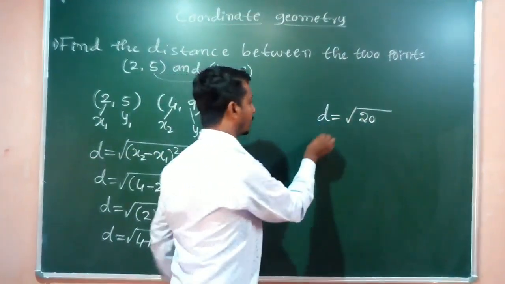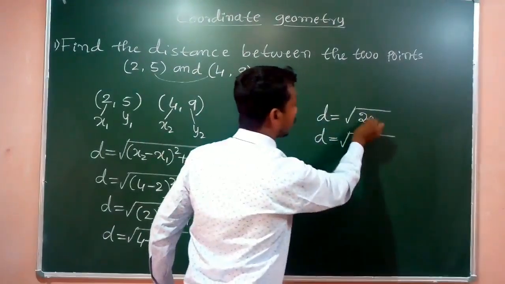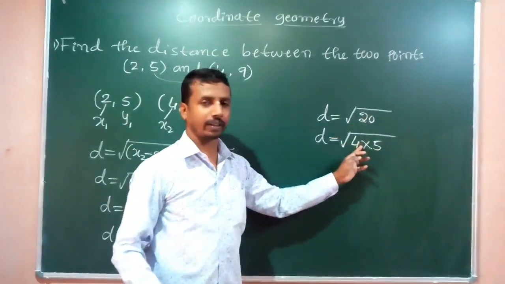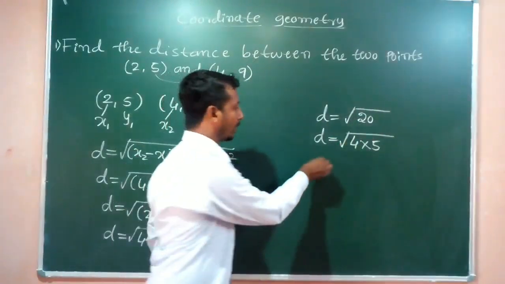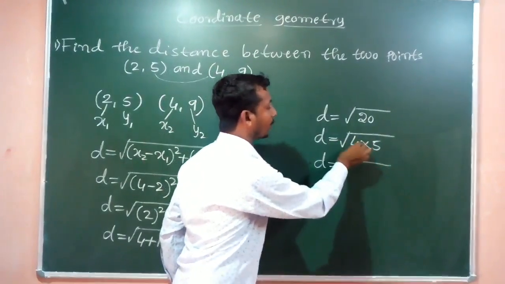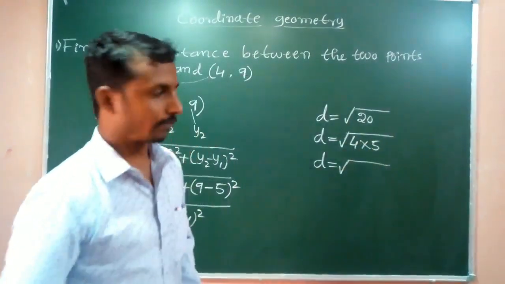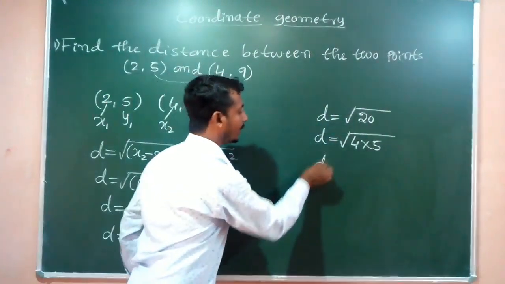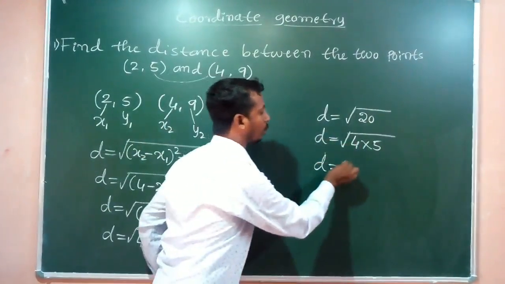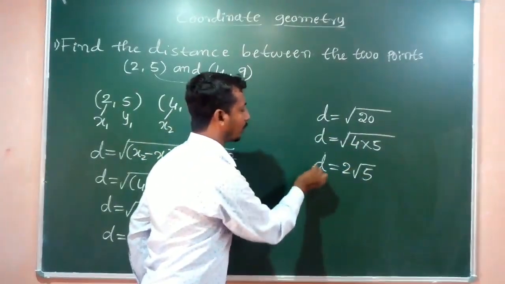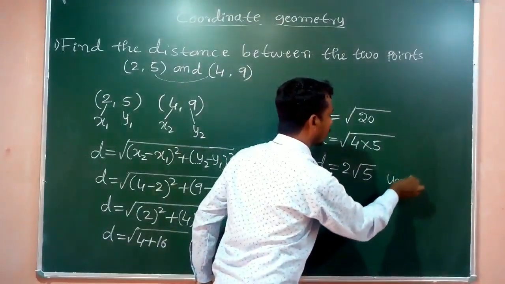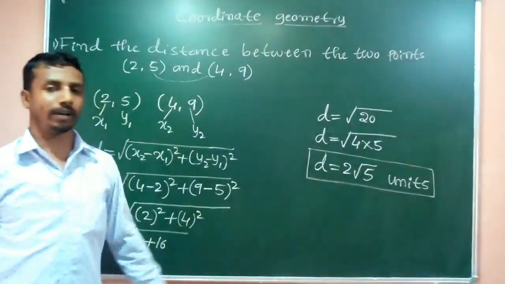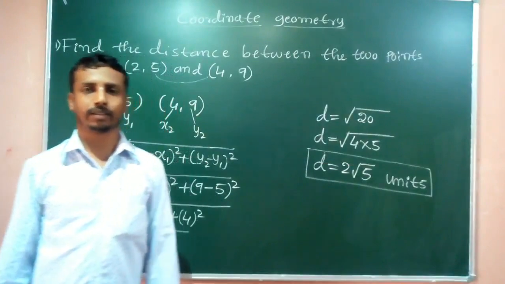Now here write this one in the simplest form of square root. This 20 is also written as 4 5s are 20. Then D is equal to square root of 4 is 2, 2 square root of 5. Therefore, the distance between the 2 points is 2 square root 5 units.